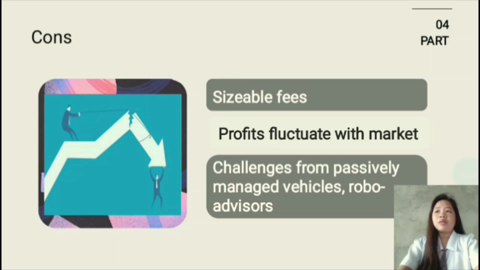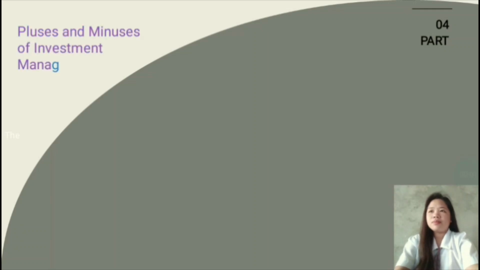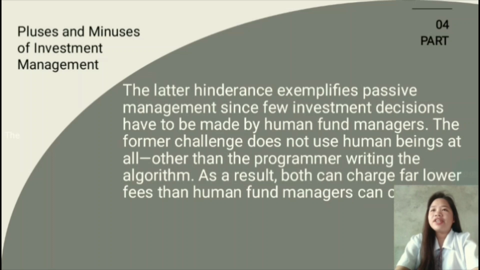robo-advisors. Since the mid-2000s, the industry has also faced challenges from two other sources: the increase of robo-advisors, digital platforms that provide automated, algorithm-driven investment strategies and asset allocation. The latter hindrance exemplifies passive management since few investment decisions have to be made by human fund managers. The former challenge does not use human weighing at all, other than the programmer writing the algorithm. As a result, both can charge far lower fees than human fund managers can charge.